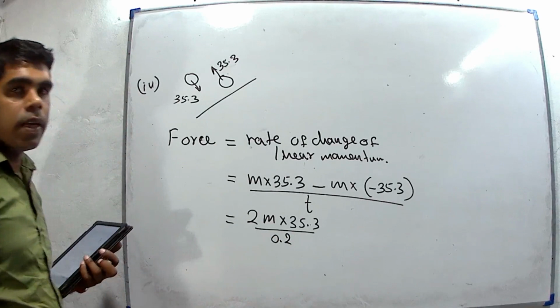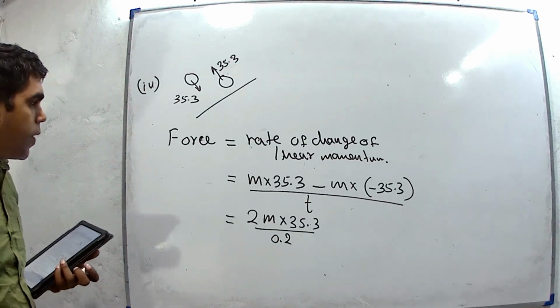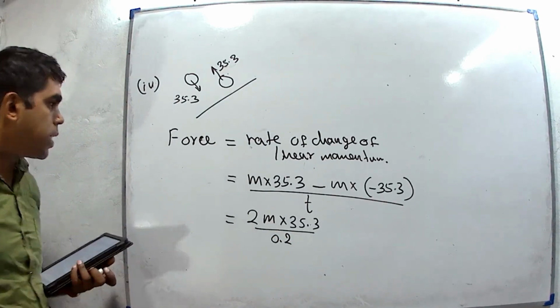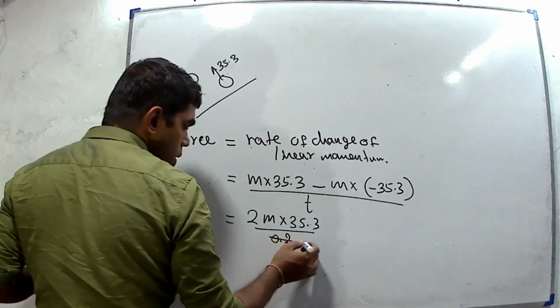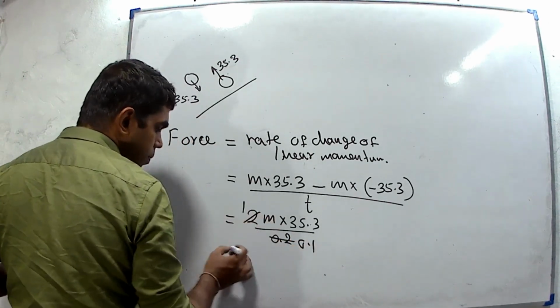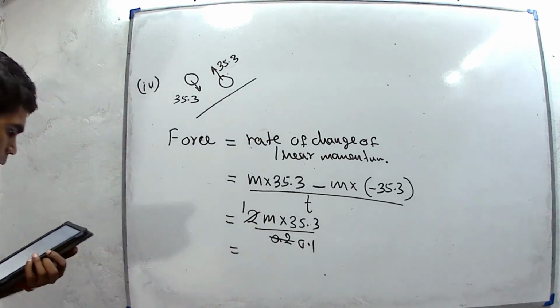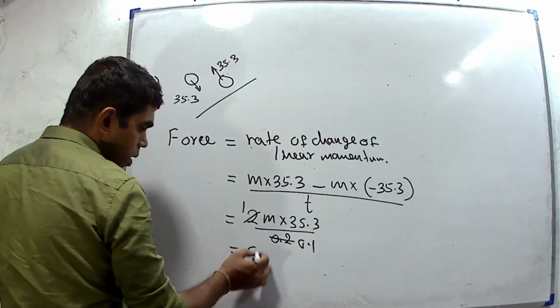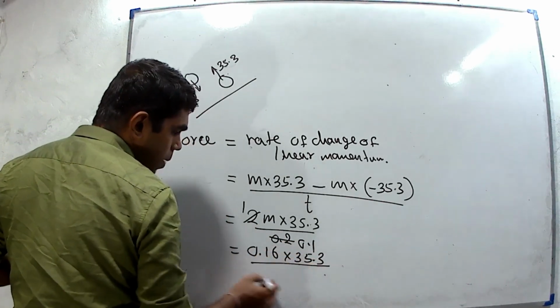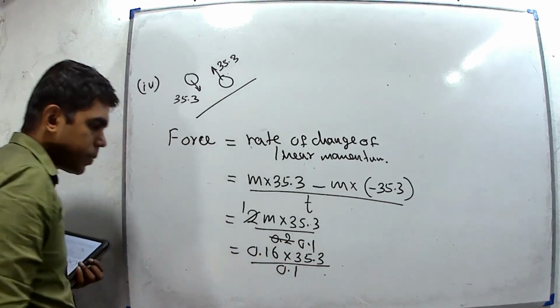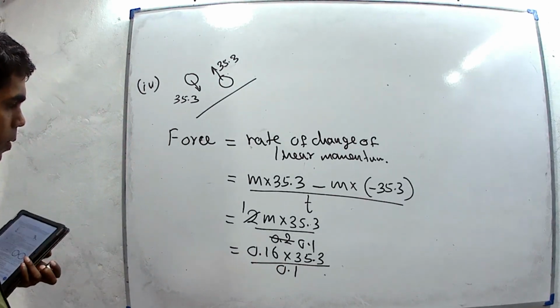It is less than 1 second. Therefore, we can consider this force as an impulse force. Mass of the ball is 0.16 kilograms. 0.16 into 35.3 divided by 0.1. Then we have to multiply it.